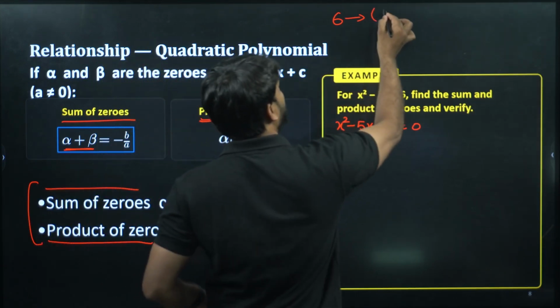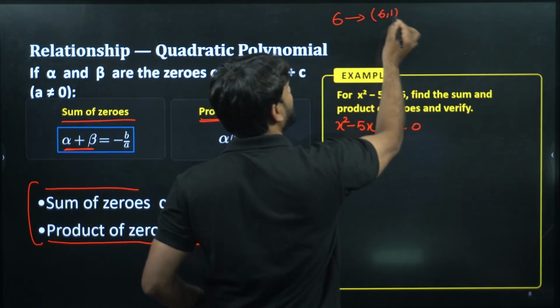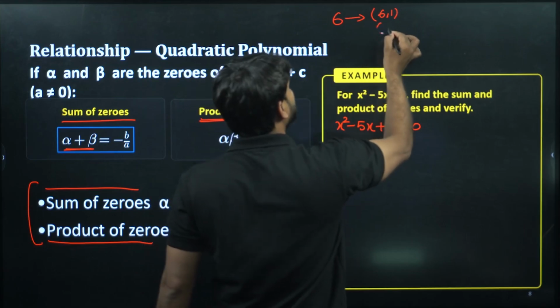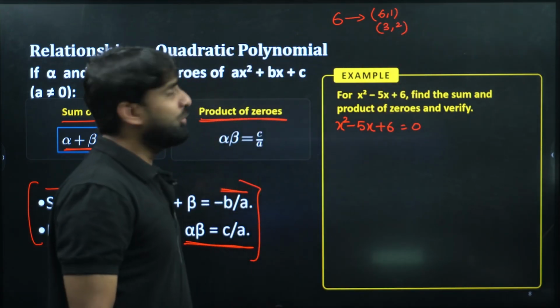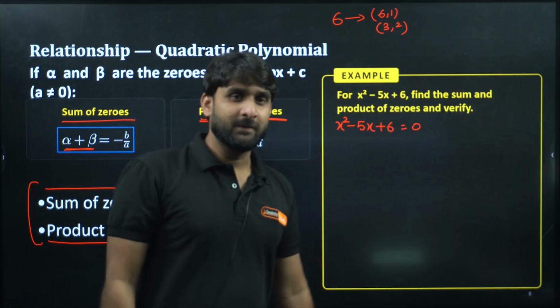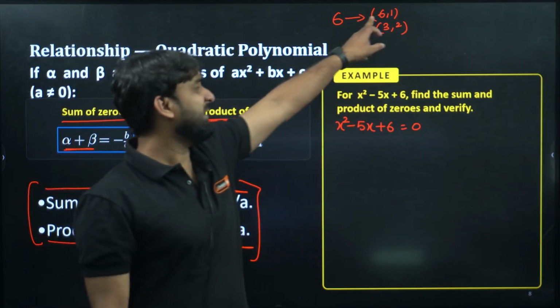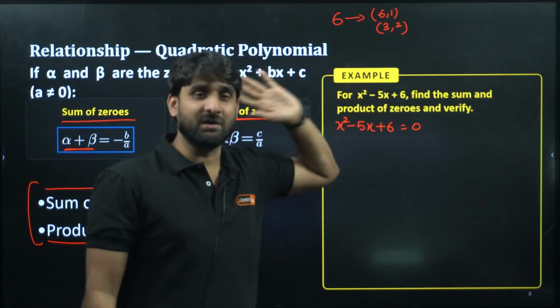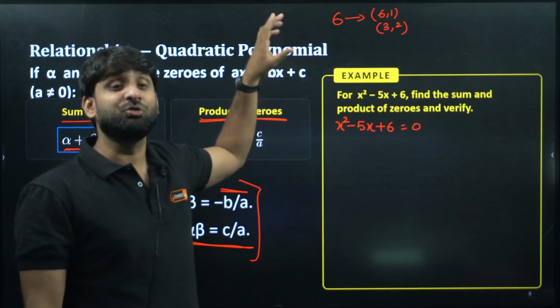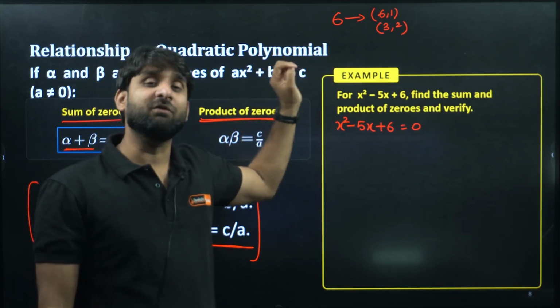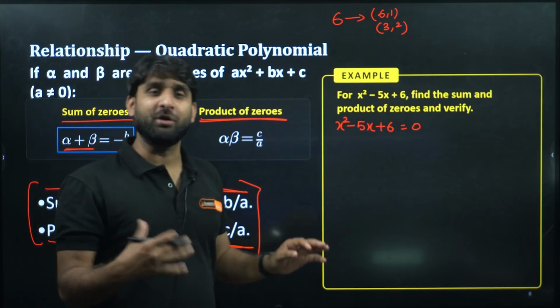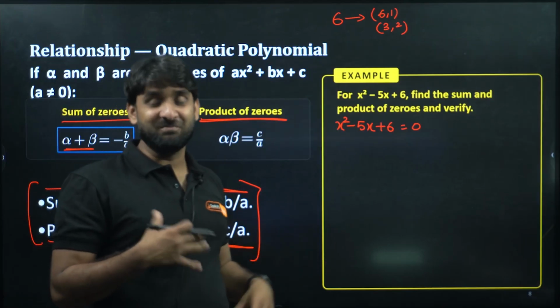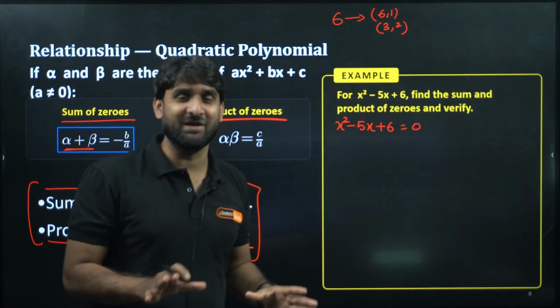So the first pair will be 6, 1 because 6 into 1 is 6. The second pair will be 3, 2. Is there any other possibility? No, only 2 pairs are there. We have the first bracket 6, 1 and the second bracket 3, 2. Now in these 2 brackets, only one bracket will be meaningful for us, will be productive for us, will be our friend, I would say.